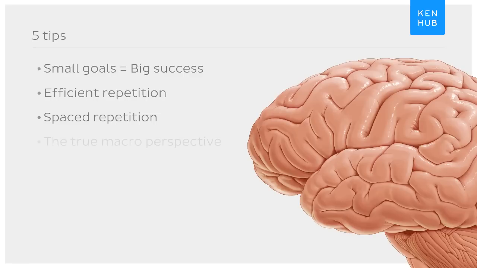As for the fourth tip, we're going to talk about the true macro perspective, which essentially means that you need to know where you are, to assess where you are, so you can think about the next steps to take. And finally, we're going to talk about long-term support. This is one of my favorite topics because we're going to talk about the different types of support that you can find around yourself so you can be happy throughout this entire process of learning anatomy, but also throughout your school years or in life in general.